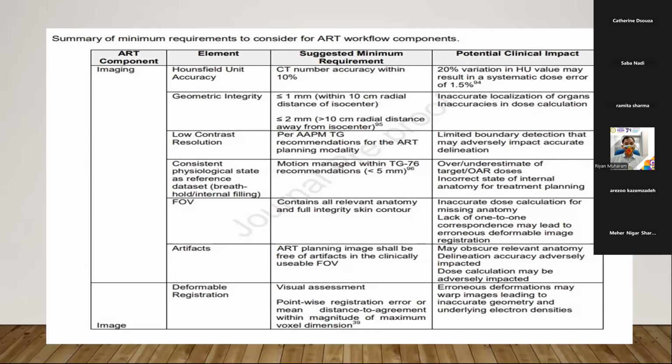In the image processing component, deformable registration is one of the elements, for which the suggested minimum requirement is visual assessment. You could do point-wise registration error or mean distance to agreement within the magnitude of the maximum voxel dimension. For that, the deformation vector concept has come so that dose warping errors can be mitigated.